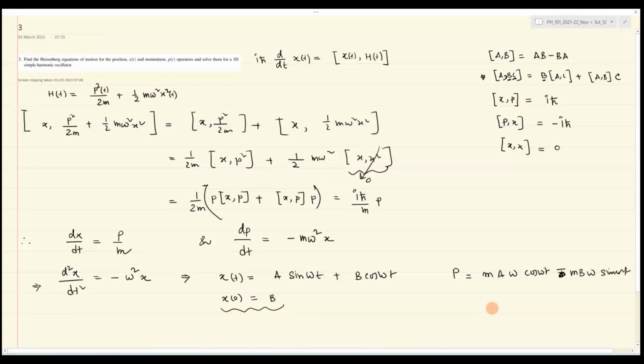Yes. Same way, now you do at t equal to 0, the momentum is p0. So from here you will get, you already know b is x0. This term will become 0 anyway, so it will become m a omega. So from here you get a. A will be equal to p0 by m omega. Now you know what a and b are. You just substitute here and you will get the equations for x and p. Finally, you have to substitute a and b in terms of x0 and p0.